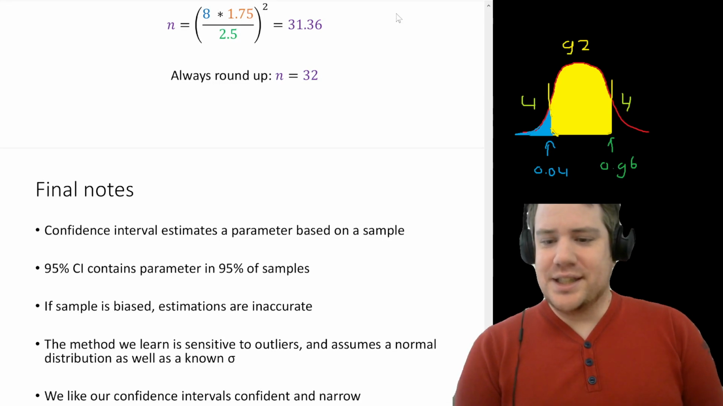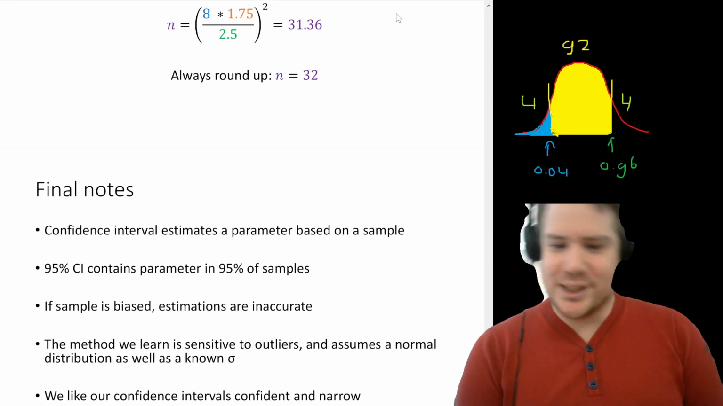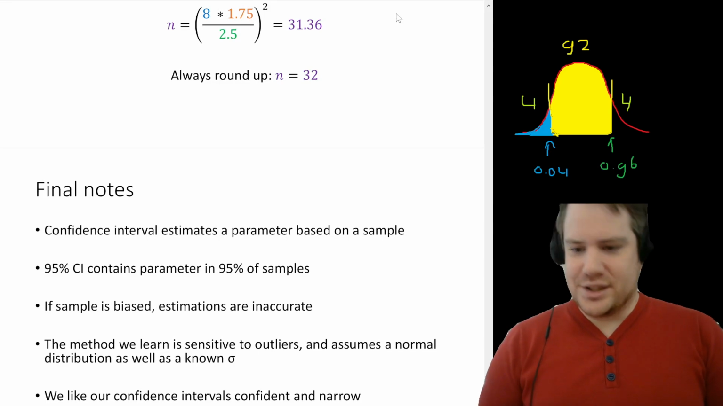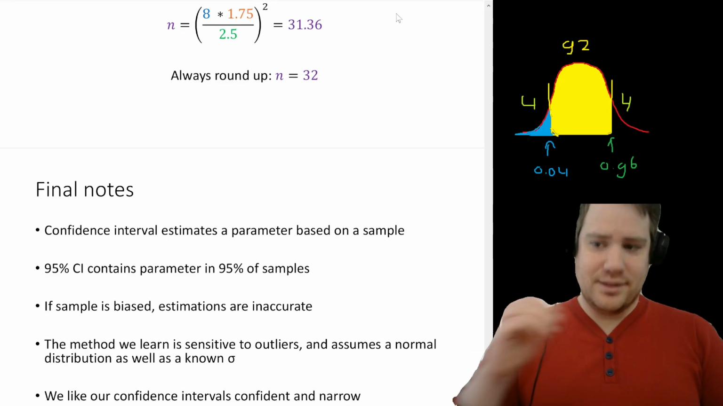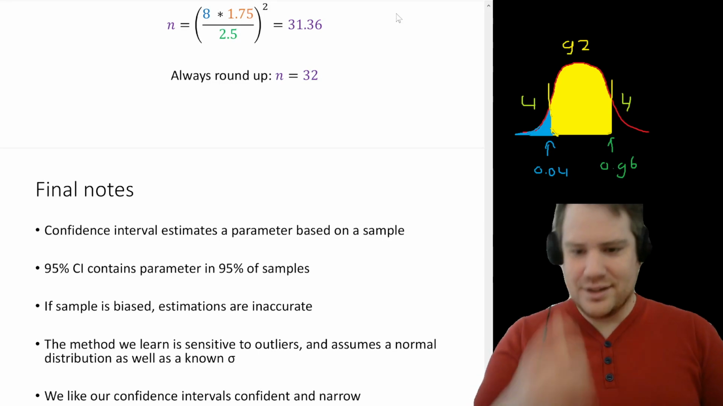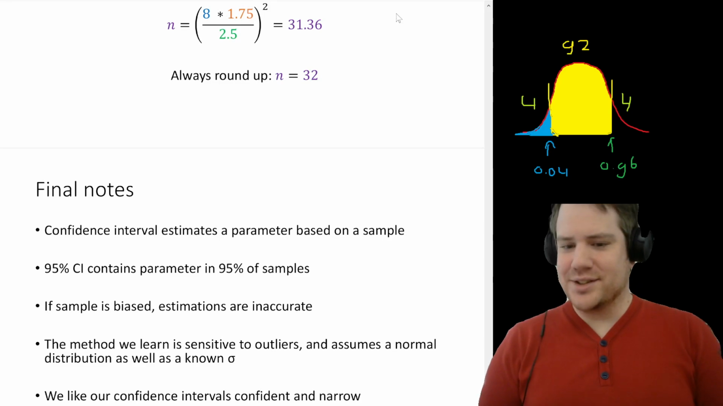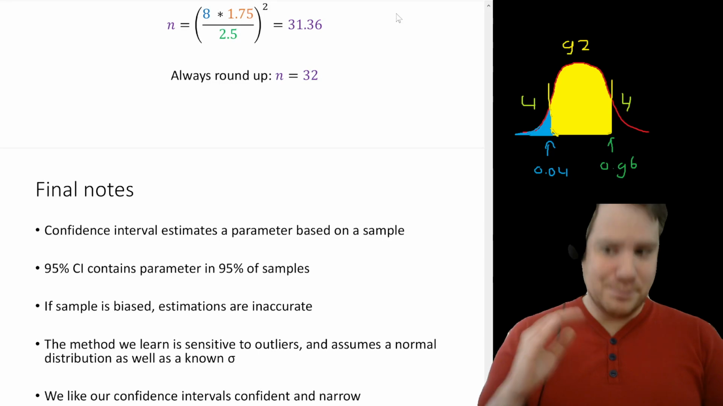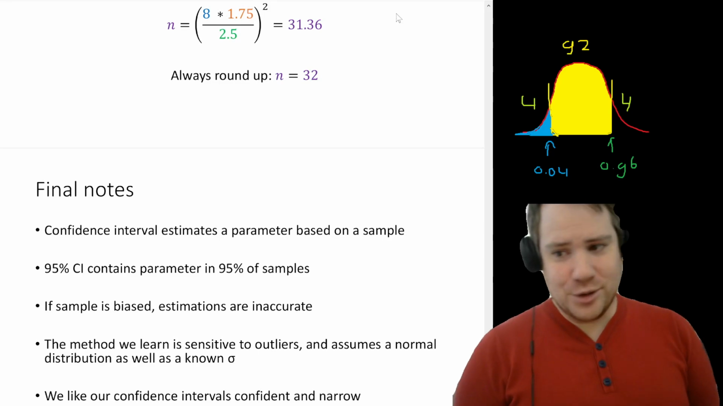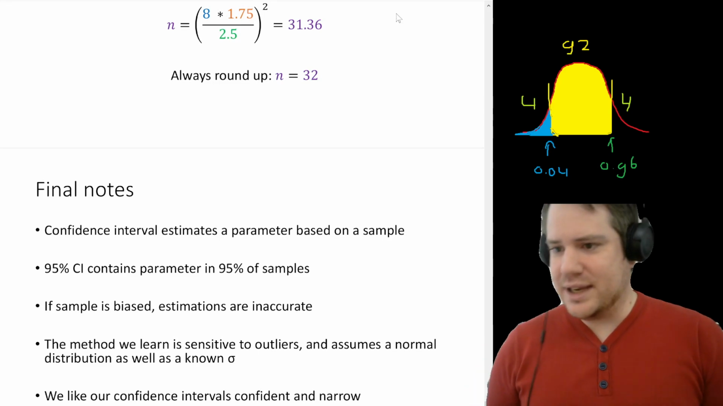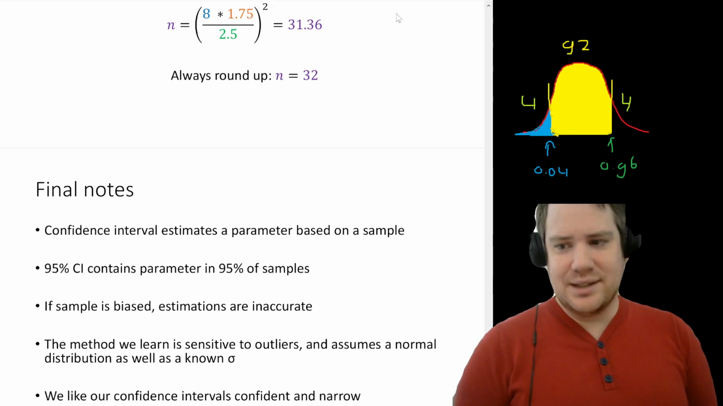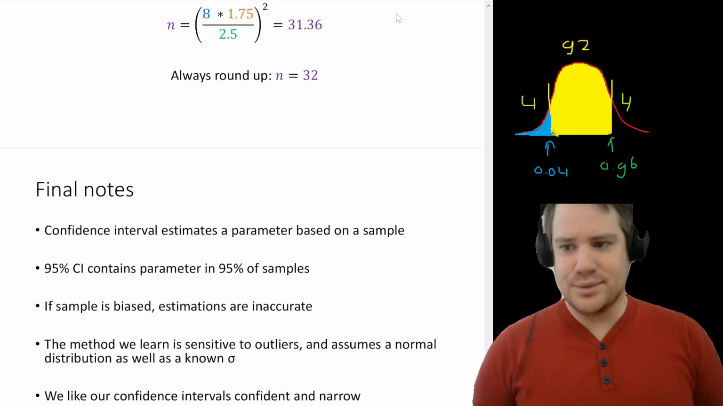The method we learned is sensitive to outliers and assumes a normal distribution as well as a known standard deviation. This is to remind you of the specific assumptions we made in this calculation, what we needed to fill in all the numbers, and for our probability to be accurate. Because again, we assume the normal distribution, which is, fortunately for us, usually the case. But if it's not normal, the interval would be inaccurate. If we don't have the population standard deviation, we can't fill in this formula, so it wouldn't work.